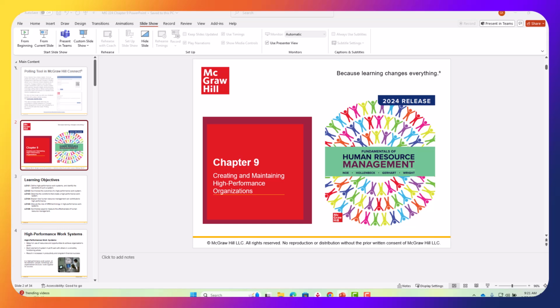Polling question. So, which element of a high-performance work system do you feel is the most important? Organizational structure, task design, people, reward system, information systems. And again, depending upon who you are, will determine how you answer that question.